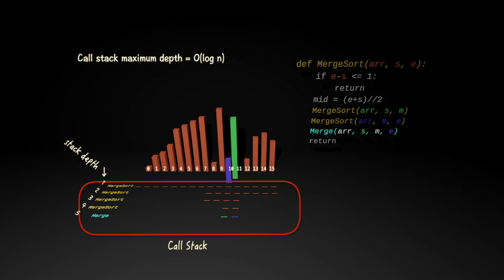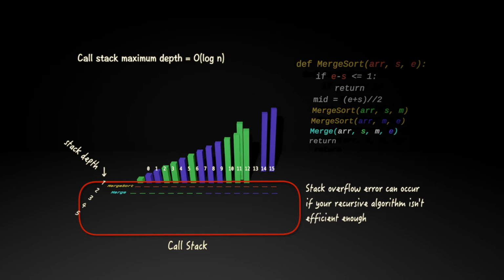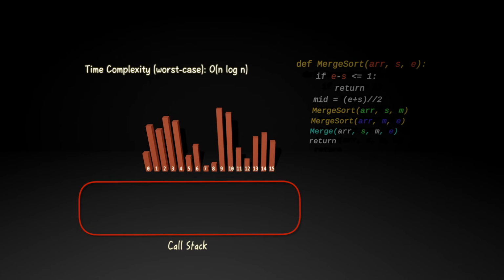This is an important concept because your computer has a maximum number of recursive function calls supported. If your call stack depth exceeds that number, you will get a stack overflow error. Now let's look at the time complexity of the merge sort algorithm. We know that it is big O of n log n in the worst case. And here is a hand-wavy proof of it.